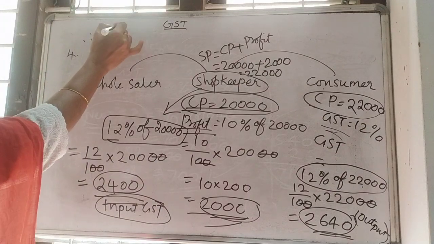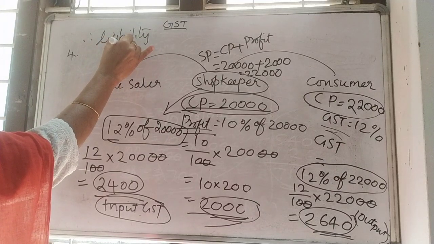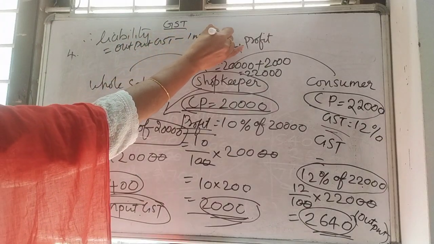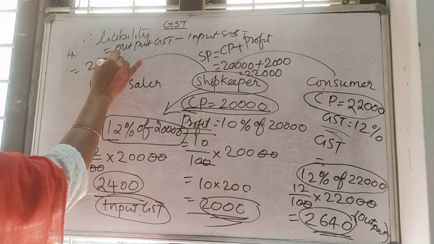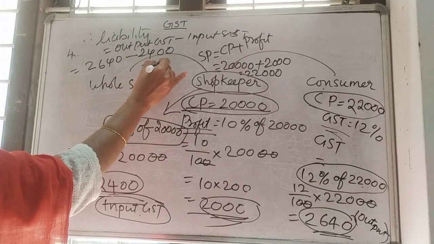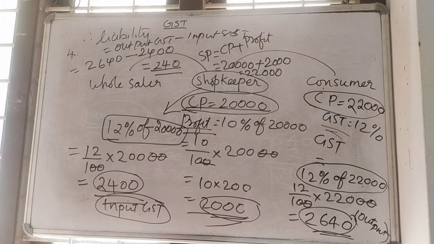Therefore, liability is equal to output GST minus input GST. So that is 2,640 minus 2,400, which is equal to 240 rupees, the extra amount the shopkeeper has to pay to the government. That is known as the liability. So 240 is the liability. Okay. Thank you.